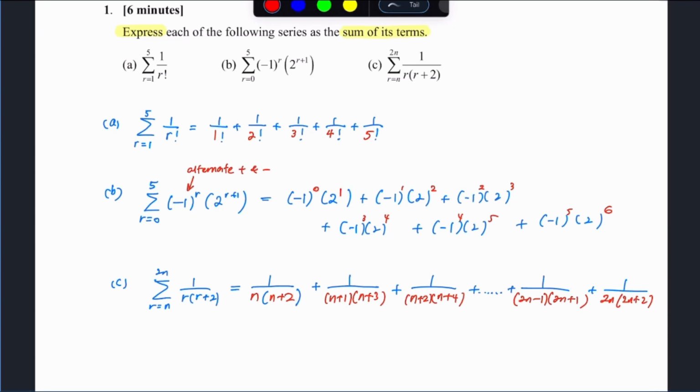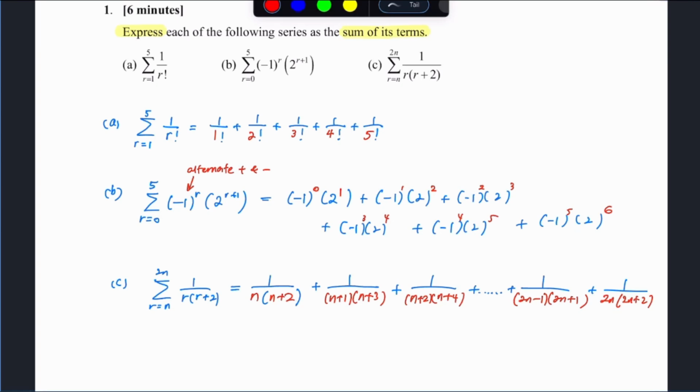Now let's look at part B. We have the sum from r equals 0 to 5. This one is a bit different, starting from 0. Then we have this component, 2 to the power r plus 1. We just need to put in 0. When r equals 0, we have power 0, power 1. When r equals 1, power 1, power 2, and all the way until power 5, power 6.